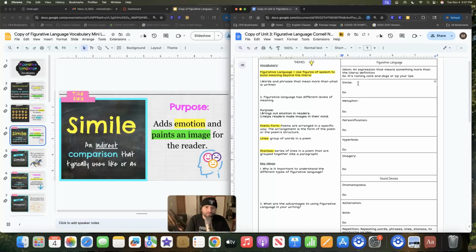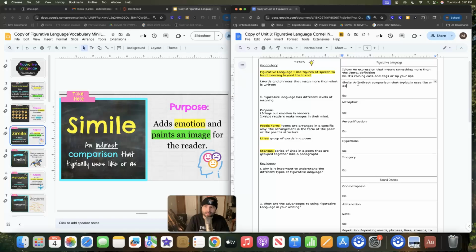So a simile, right, is an indirect. It's important that it's indirect. It's not direct. It's indirectly comparing something. It's an indirect comparison. That's the second important thing, that it's a comparison. Then it finally gets to this like or as. But the problem with similes is we just want to think it's something that uses like or as, and that's not always the case.